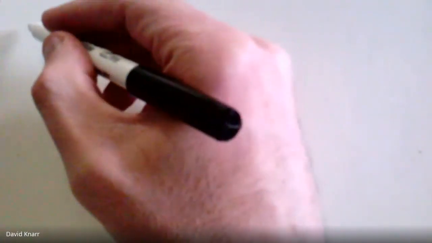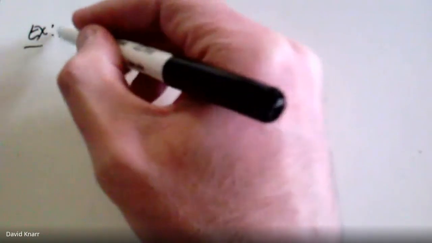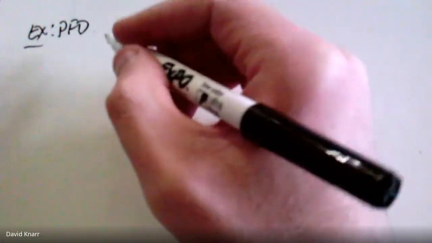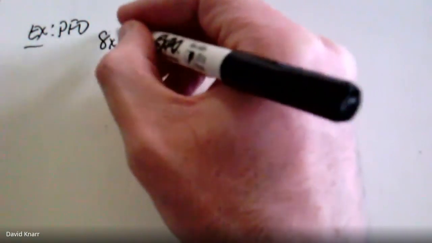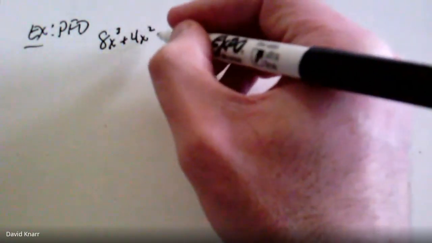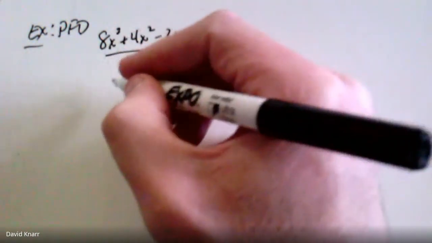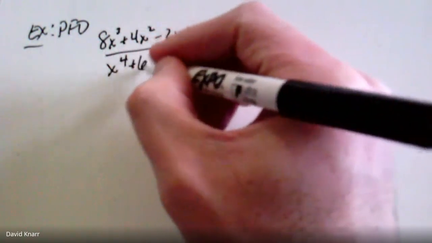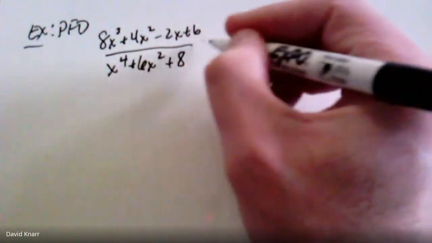All right, that's the idea. That's how we're going to set them up if they're quadratic. Okay, so let's see if we can do some decomps. All right, let's try to decomp. Let us start with this. 8x cubed plus 4x squared minus 2x plus 6 over x to the 4th plus 6x squared plus 8.